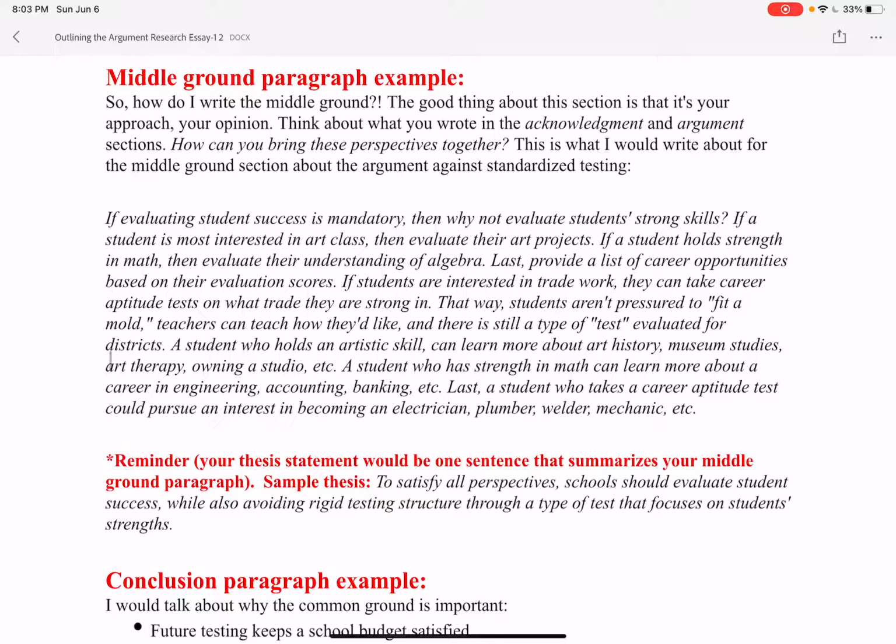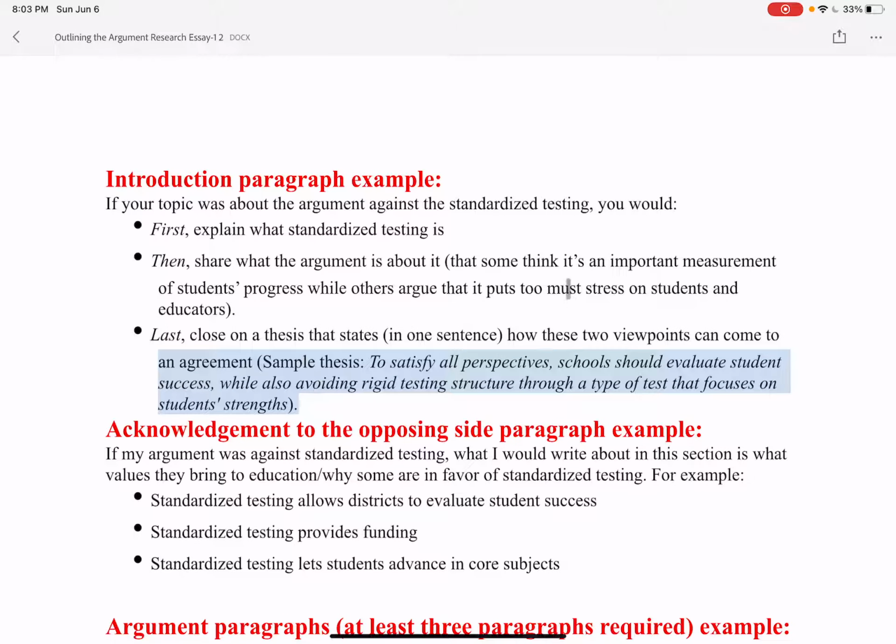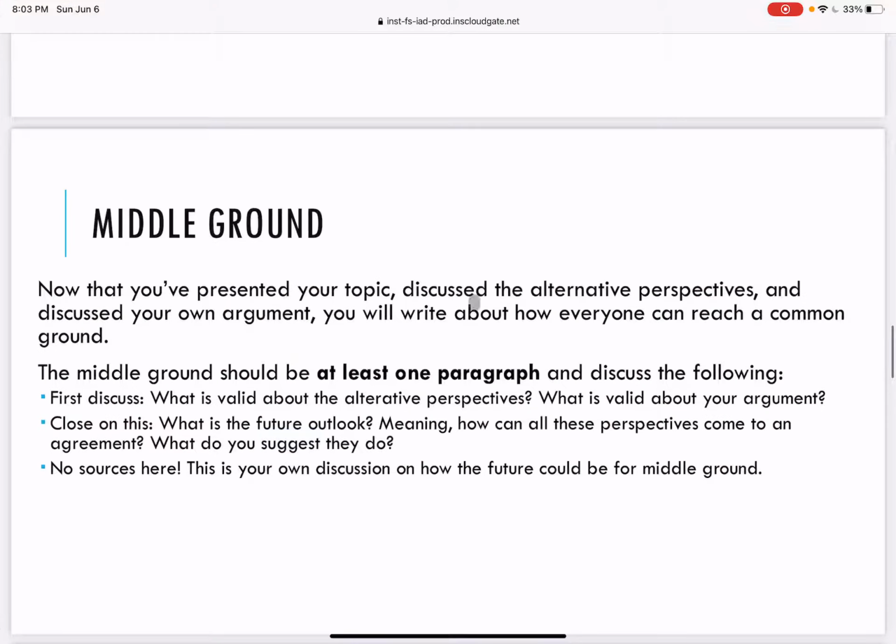And then after I wrote this paragraph, I read it, and I need a thesis. So your thesis is in the introduction, but it's this paragraph that creates the thesis. So maybe something like, to satisfy all perspectives, schools should evaluate student success while also avoiding rigid testing structures through a type of test that focuses on student strengths instead. Something like that. Probably could come up with a better thesis, but it's a middle ground. So that thesis would go in the introduction. And that's why the thesis is so important, because it reaches that goal of creating the middle ground.